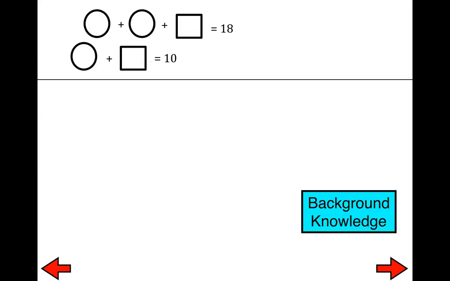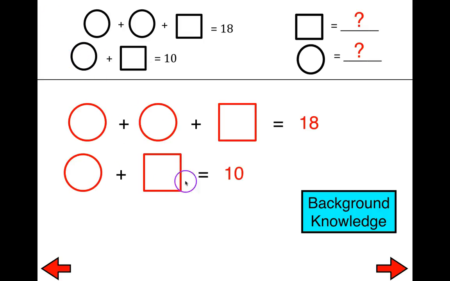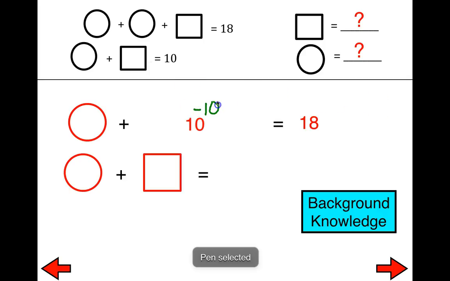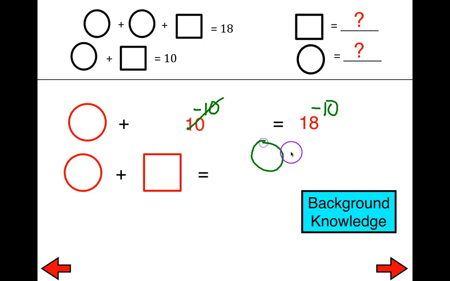We did work with substitution yesterday with shapes. Here we went ahead and understood that a circle and a square is 10, so we swapped out a circle and a square with a 10, and we solved it algebraically. Here we subtract 10 from both sides, leaving us with a circle equals 8.